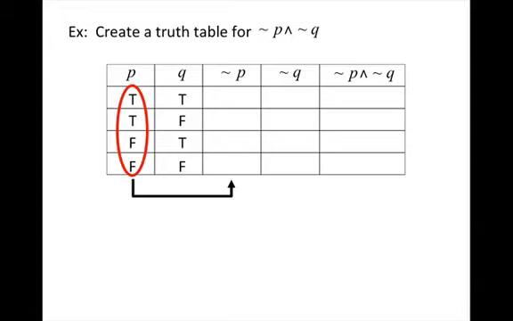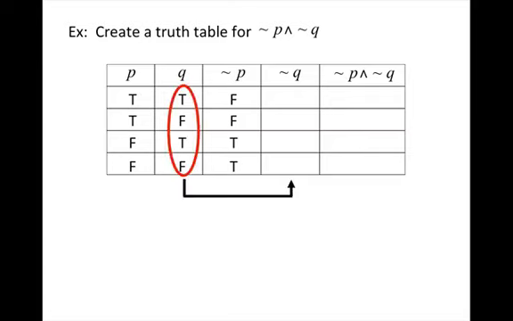Now to find my not P, I look at the column for P. And I'm going to change these truth values. I take the opposite. Since P was true, true, false, false, not P is false, false, true, true. Next, for not Q, I look at my column for Q. Q is true, false, true, false. I change each of these, so not Q would be false, true, false, true.